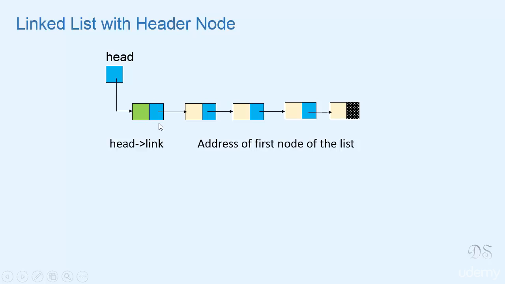This header node is never deleted. It exists even if the list is empty. For an empty list, the link part of this header node is null.